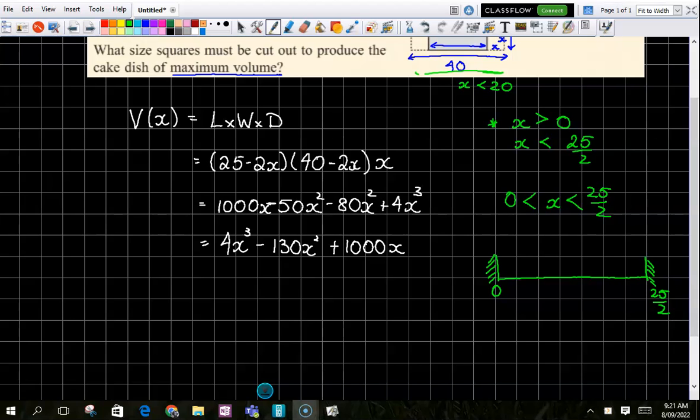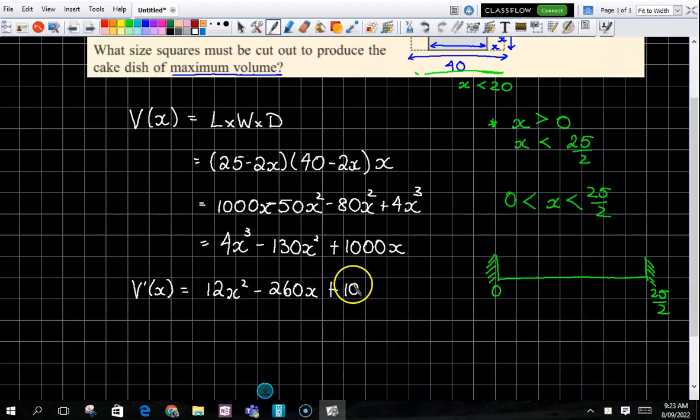Just about to say, do you need me to finish? But the example is in the book, but then they said, yes, finish it. So here we go. We will differentiate: v dashed of x equals 12x squared minus 260x plus 1000.